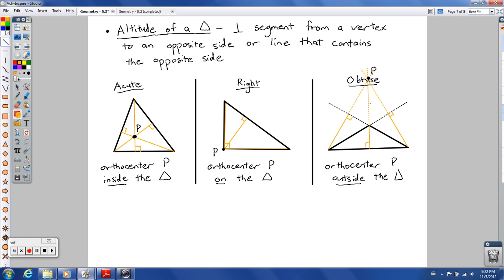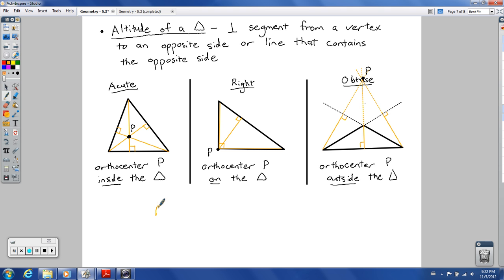So let's make one final note down here, and I'll have you write this in your different color too. So each solid colored segment, you may have done yours in red or blue or something like that. That's fine. But some sort of different color, not pencil, not black. Each solid colored segment represents an altitude of the triangle.